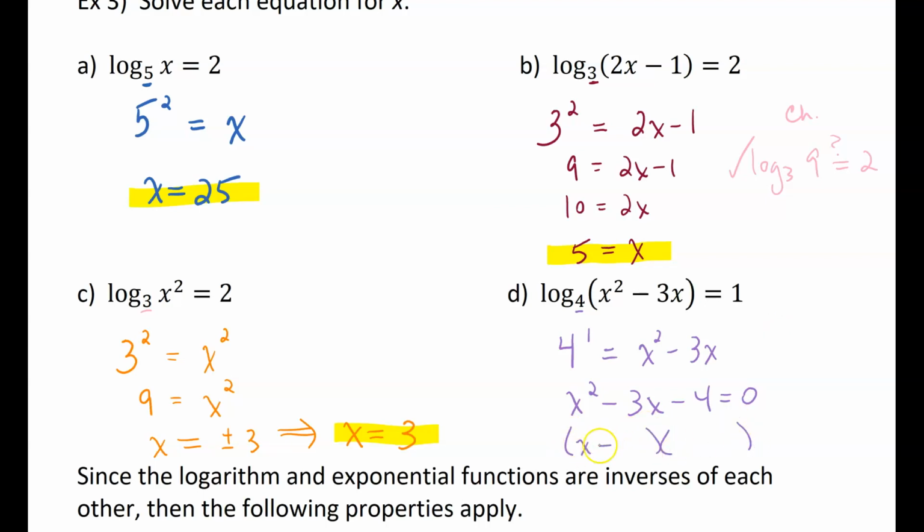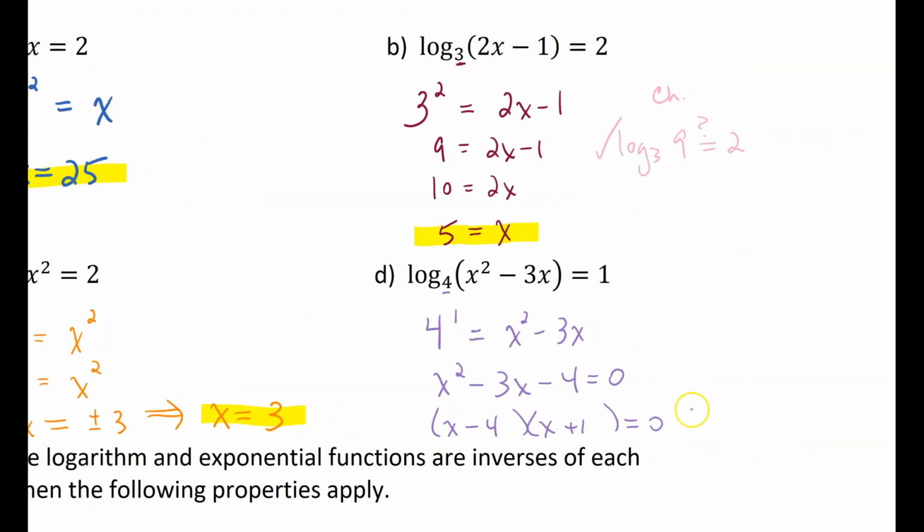(x - 4)(x + 1) = 0. So we're going to get two x terms. x is equal to 4 and negative 1. And do we definitely want to do a check here? Yes. We definitely want to check here.